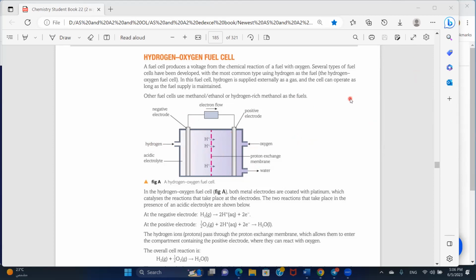Okay. So we have two electrodes. I allowed you recording. So there are two electrodes here.